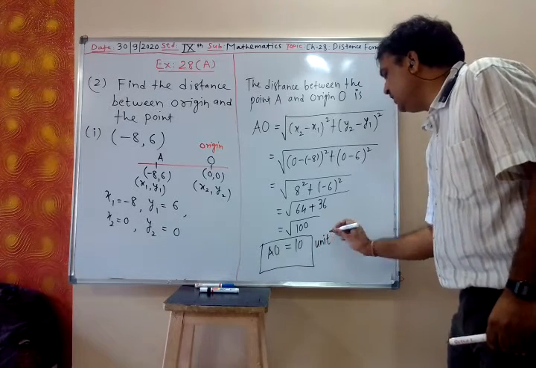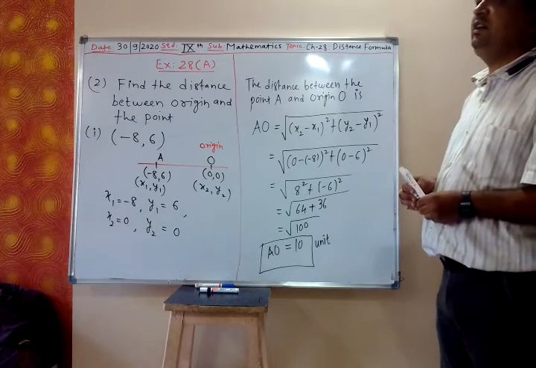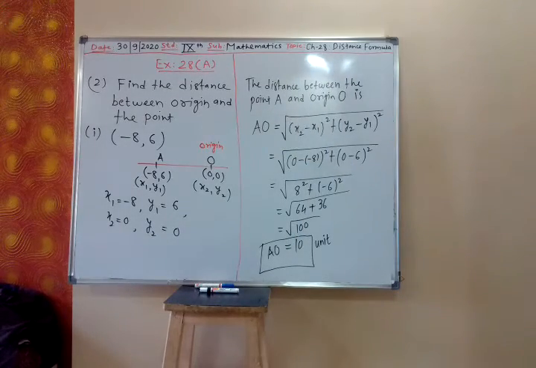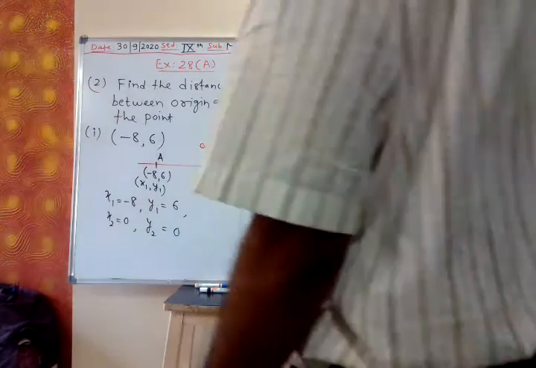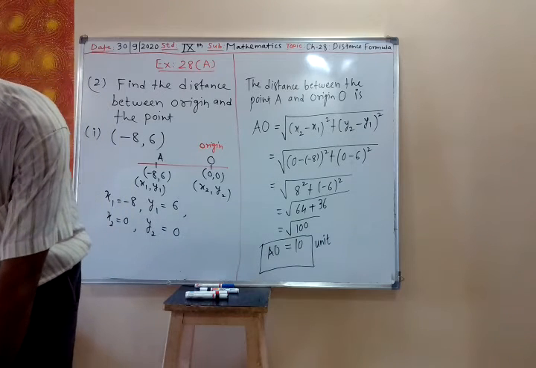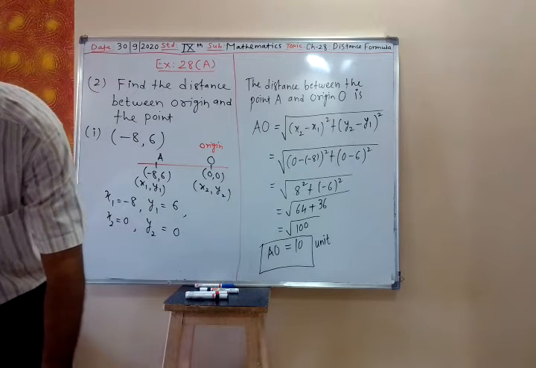When unit is not given, centimeter, meter is not given, we write unit. Now it is clear, right? Whenever the units are not given, we write unit. So the distance between the origin and the point is 10 unit. In the same way you will do the remaining two.